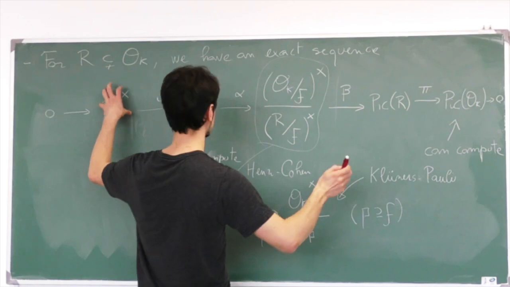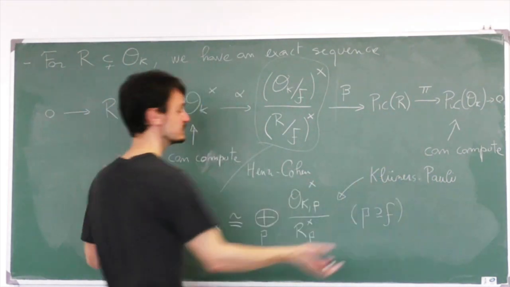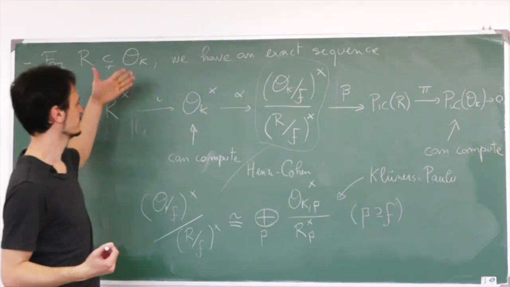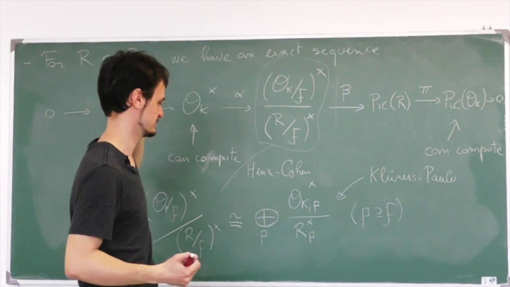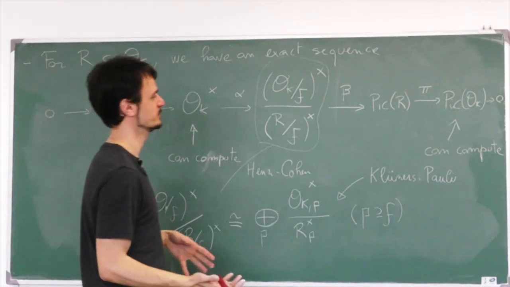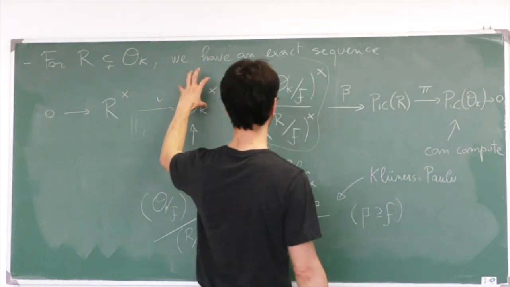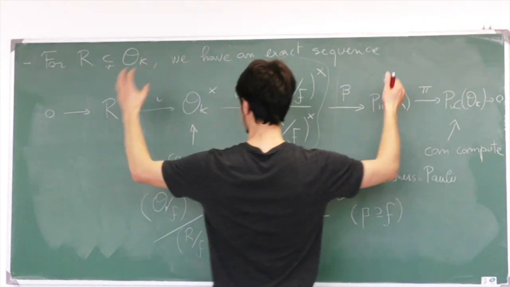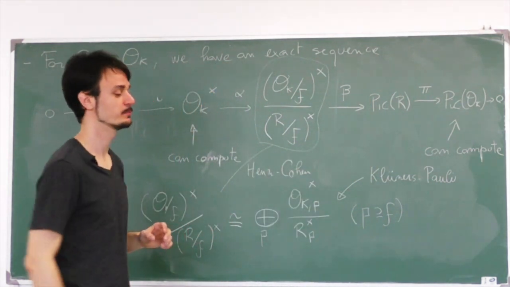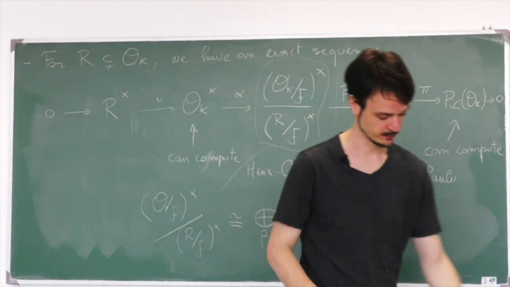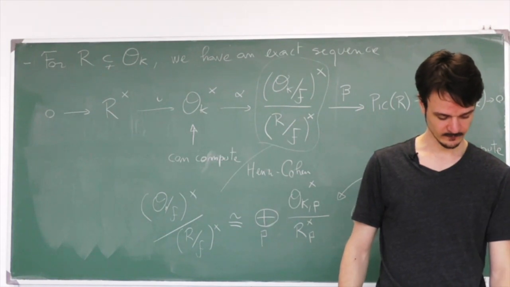All right, so now we know how to compute all the terms in the exact sequence except R star and Pic R, but as I said, these can be recovered by the fact that the maps are explicit. So the motto, the thing that I want you to keep in mind, is that we can compute not just the Picard group of OK and the unit group for a maximal order, but also the same data for an order that is not maximal. Okay, cool.